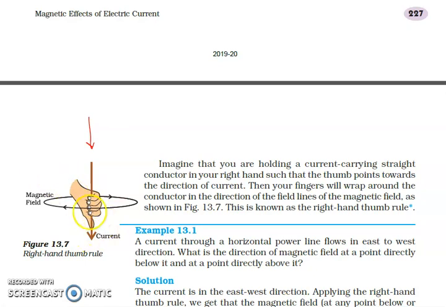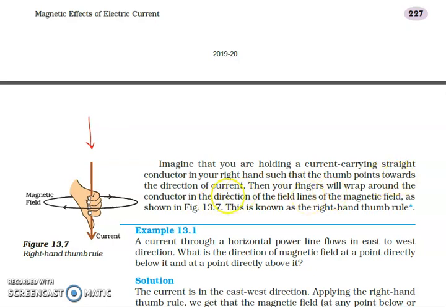So what you will do is simply hold the conductor in your right hand and place your thumb in the direction of current. Since the current is going in the downward direction, in this case we'll place our thumb downward and give a curl to our fingers. The curl of the fingers will give us the direction of the magnetic field lines.